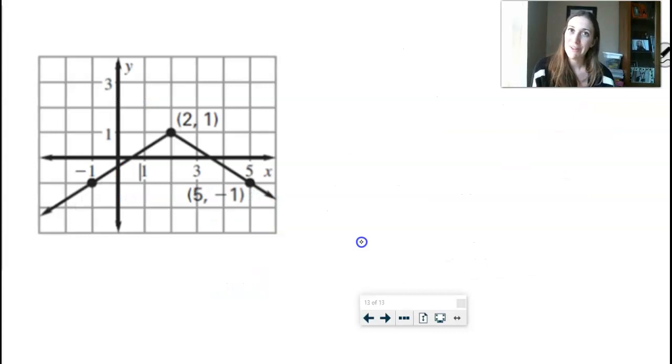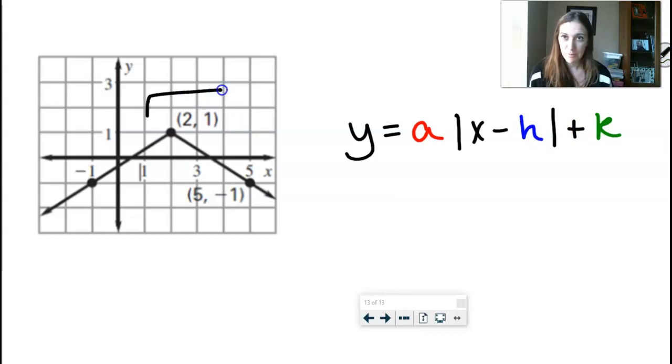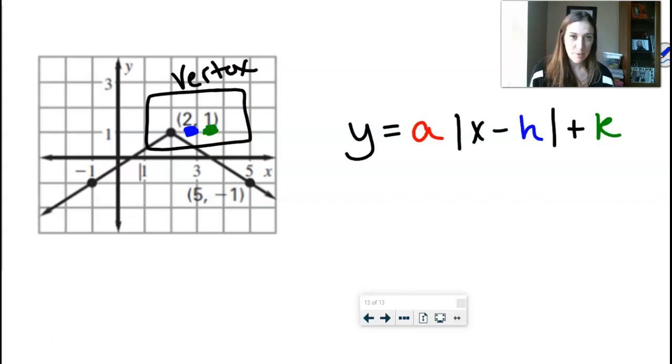Right away, I notice it's reflected, so maybe in my brain I'm going, oh, it's going to have a negative in front. You're right, you're right. So it's negative absolute value of x minus h plus k. And right away, I should be able to pinpoint my vertex. That's your h and k. So there's h, and here's k. And you just place those numbers right where they belong.